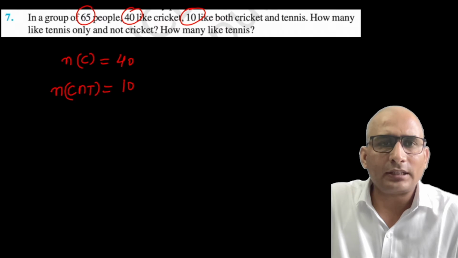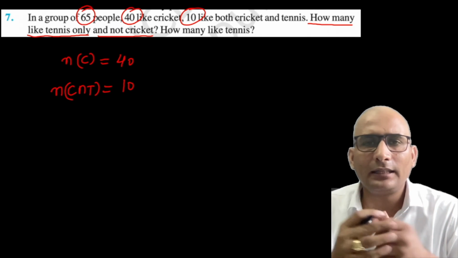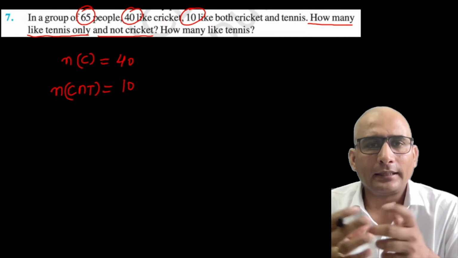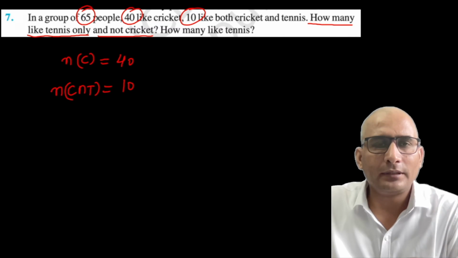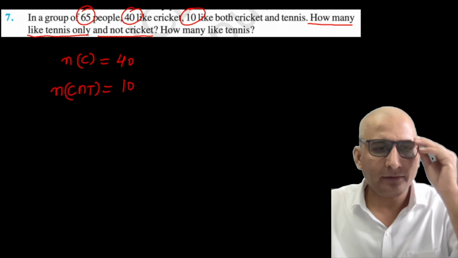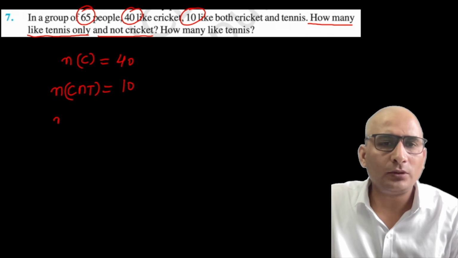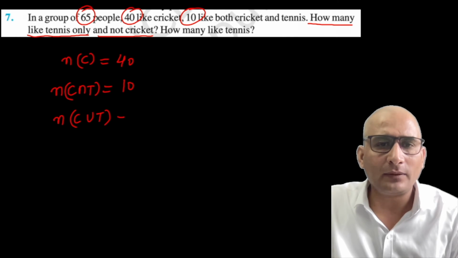And it is a group of 65 people. How many like tennis only, not cricket? Now we have to find the people who like only tennis and do not like cricket, right? So the two things are given. One thing is given, 65, in a group of 65 people. This 65 is the union. So the union is given, C union T. Those who play tennis and those who play cricket, all together, the total is 65.